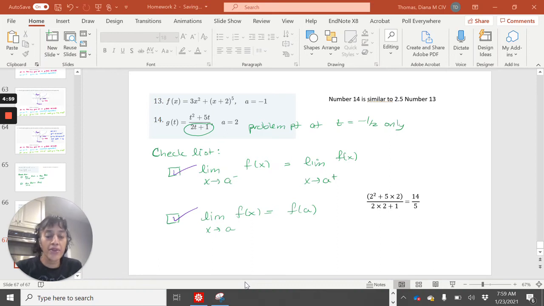You're assigned number 13. We have number 14 as an example. You are asked to determine if something's continuous using the definition. That means that you have to use the definition of continuity. And the definition of continuity in your book by Stewart is that the limit of f of x as x approaches a has to be f at a. Well, that's not very useful.